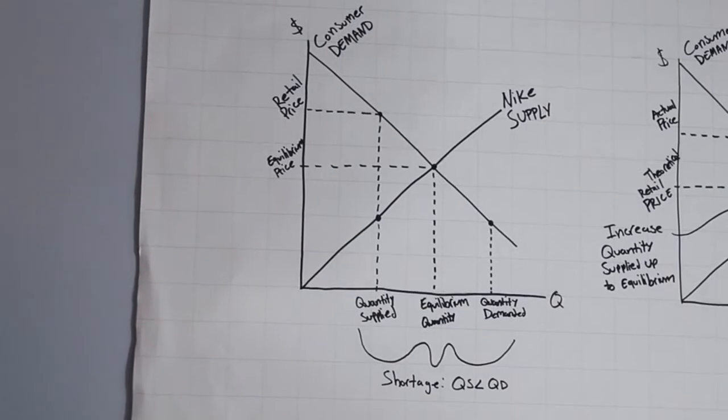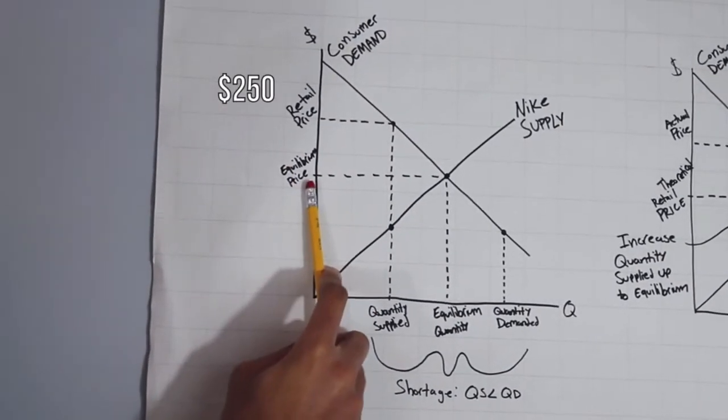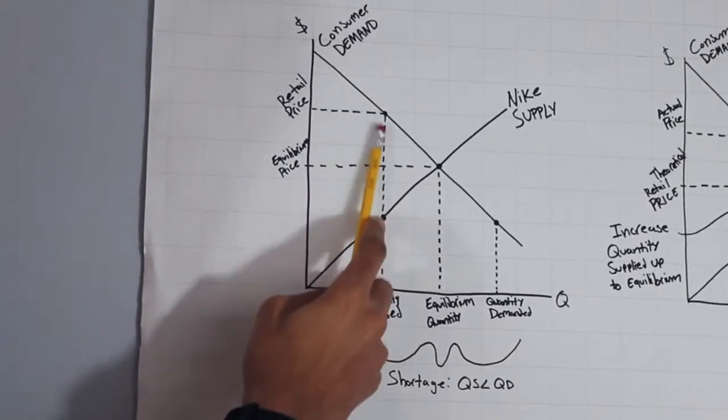So the price of the Air Yeezys was about $250 when they released. It's up here rather than at the equilibrium because at the quantity supplied, the demand is so large that at 500 pairs, people are willing to pay such large prices.